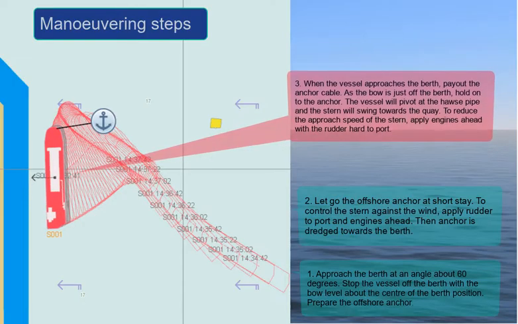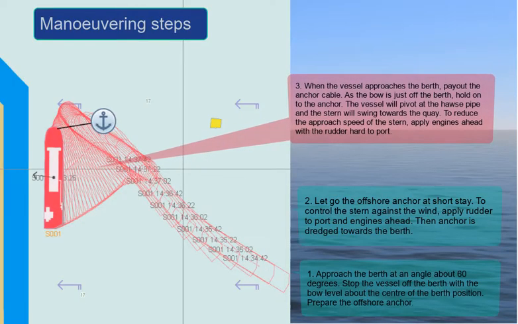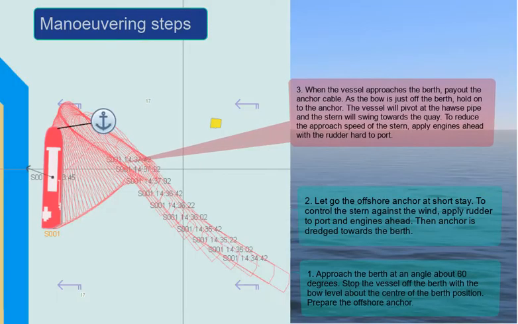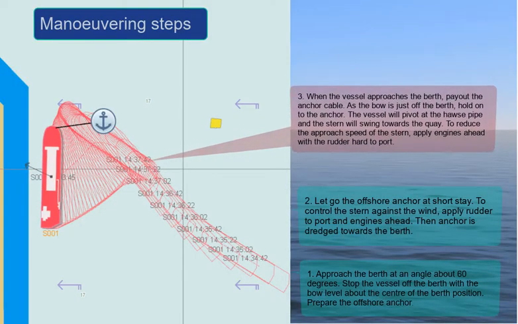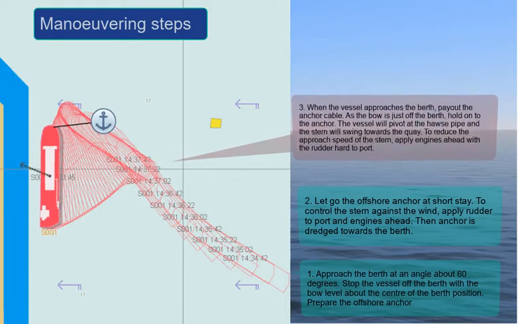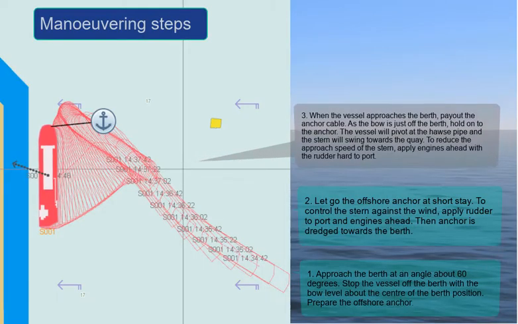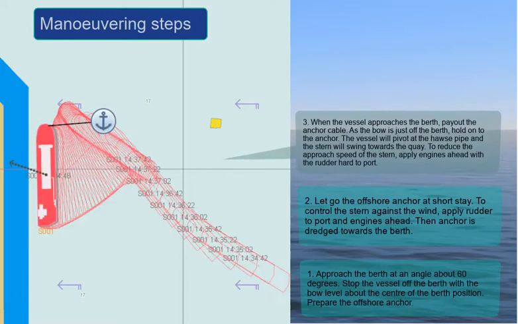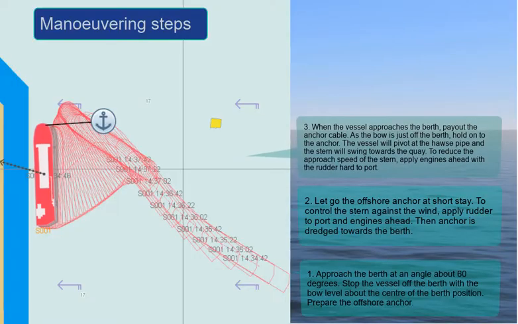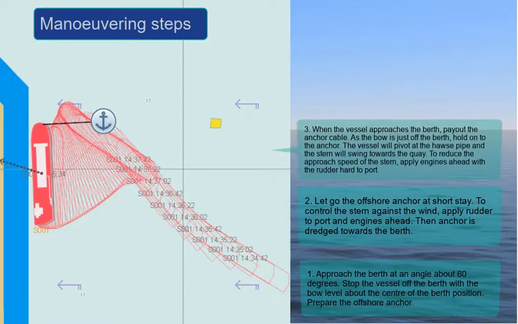Step 3. When the vessel approaches the berth, pay out the anchor cable. As the bow is just off the berth, hold on to the anchor. The vessel will pivot at the hawse pipe and the stern will swing towards the quay. To reduce the approach speed of the stern, apply engines ahead with the rudder hard to port.